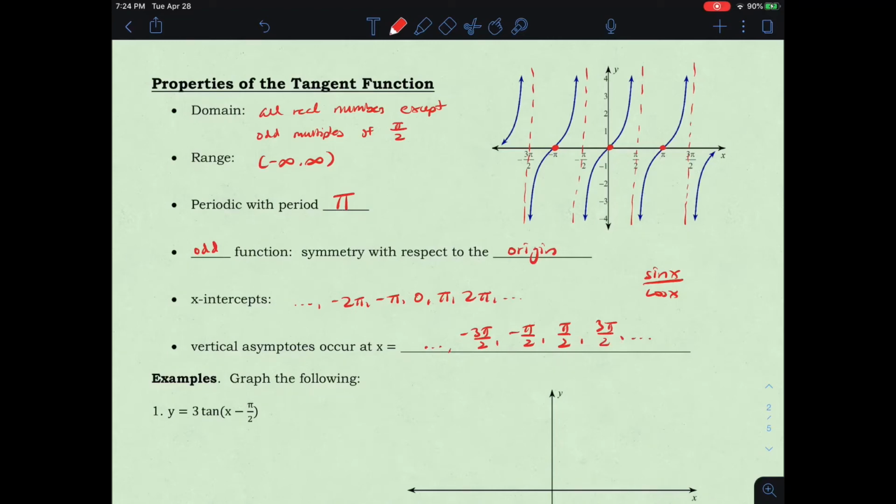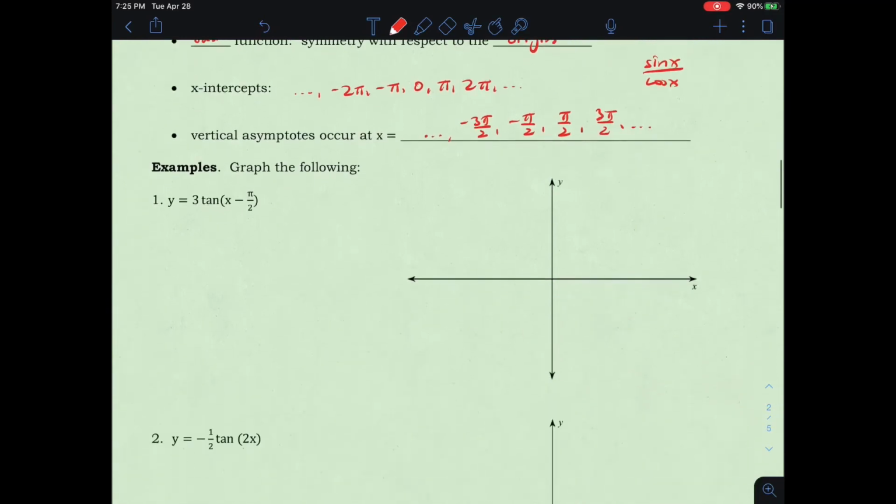And so what we're going to do is look at a couple of examples where we graph the tangent graph. When you graph the tangent function, it's so important that you get the asymptotes correct, because if your asymptotes are wrong, your whole graph is going to be wrong. So let's look at a couple of examples here.